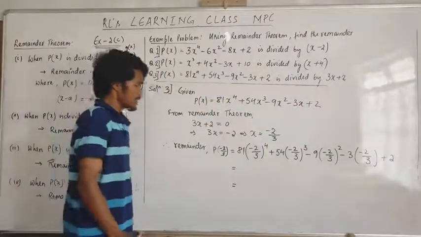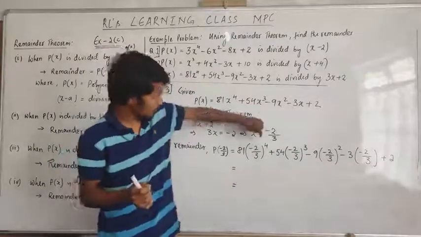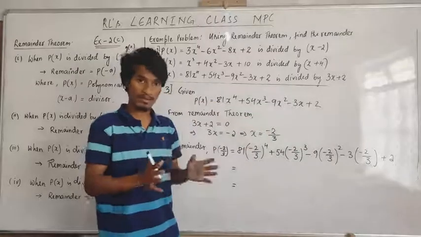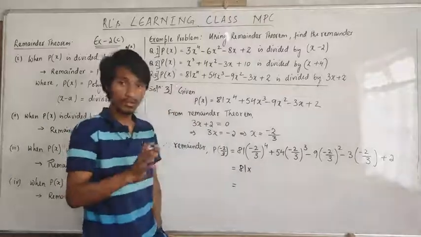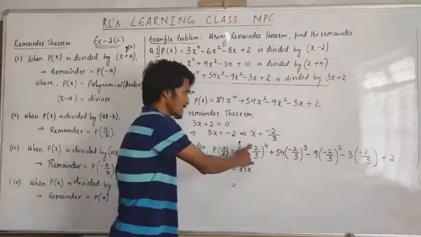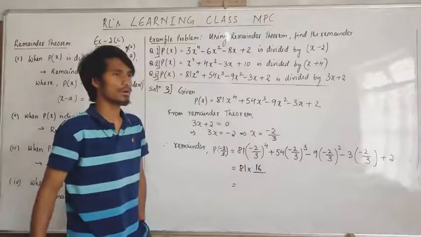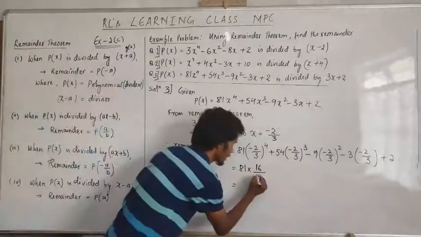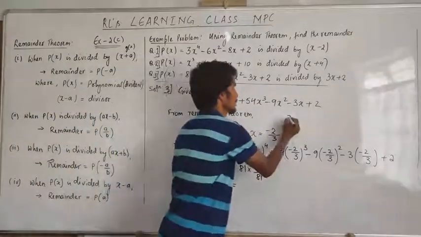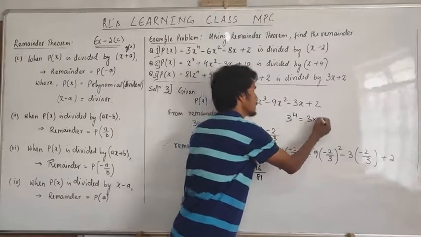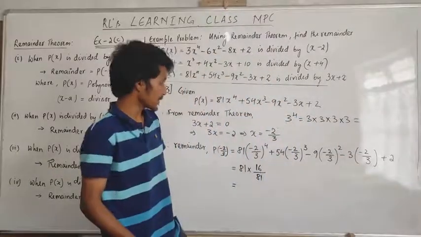Okay, now this 4 is an even number. The power 4 here is even, so this minus will disappear. No more minus, and we get 81 into, there is no more minus because the power here is even, 2 to the power 4, which is 16. And 3 to the power 4 is 3 into 3 into 3 into 3, and we get 81.